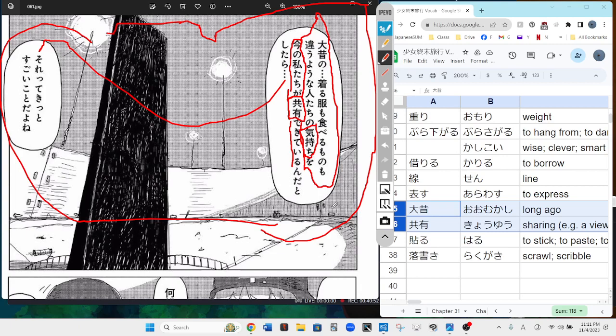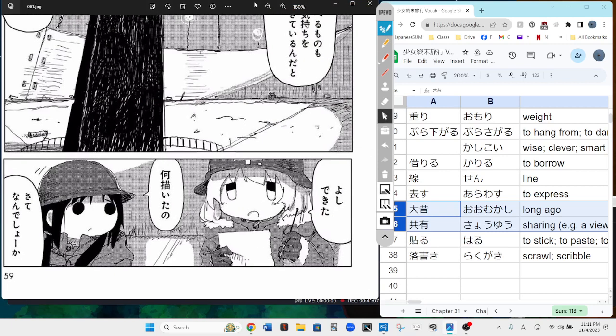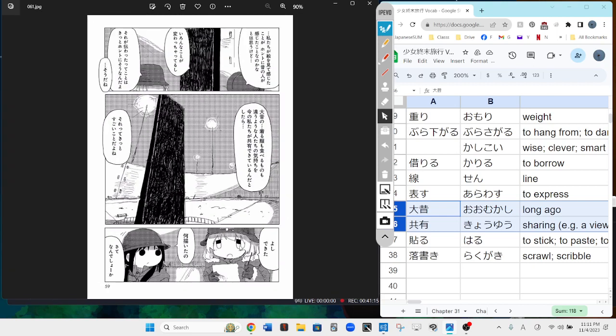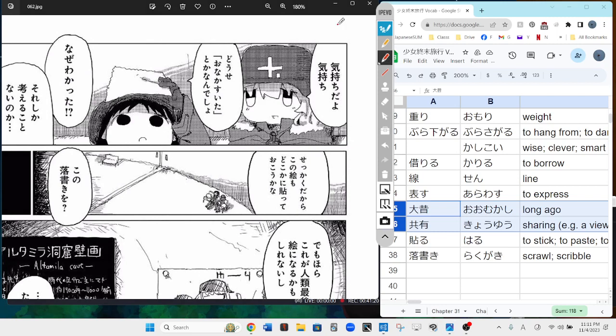Okay, they're able to like feel it. それってきっとすごいことだよね。This is a really great thing. Yeah, really amazing. よし、できた。Amazing. 何書いたの？さて、何でしょうか？ So, okay, I'm done. Oh, what did you draw? What did I draw? What do you think I drew? Kimochi da yo, kimochi. I drew some feelings, you know. Feelings. And Cookie, your turn.